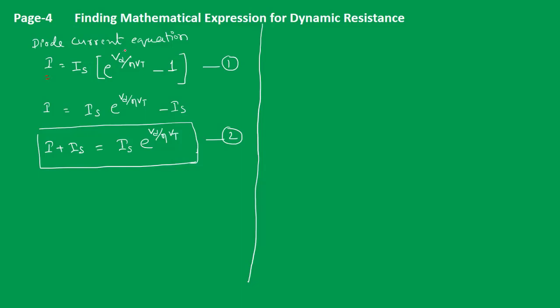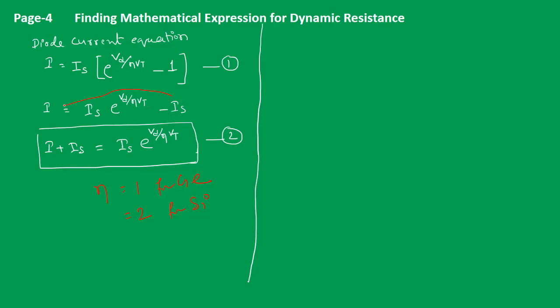So Vd is the voltage across the diode, Vt is the thermal voltage, and eta is called the ideality factor, and we know that eta is 1 for a germanium diode and 2 for a silicon diode. Now this equation we can rearrange and write as I equal to Is e to the power Vd by eta Vt minus Is.